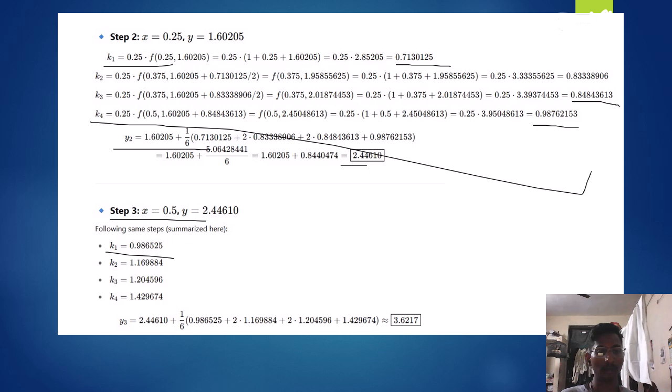Step 3: x equals 0.5, y equals 2.64. k1 is 0.9865, k2 is 1.169884, k3 is 1.204996, and k4 is 1.2907. And y3 becomes nearly about 3.6217.